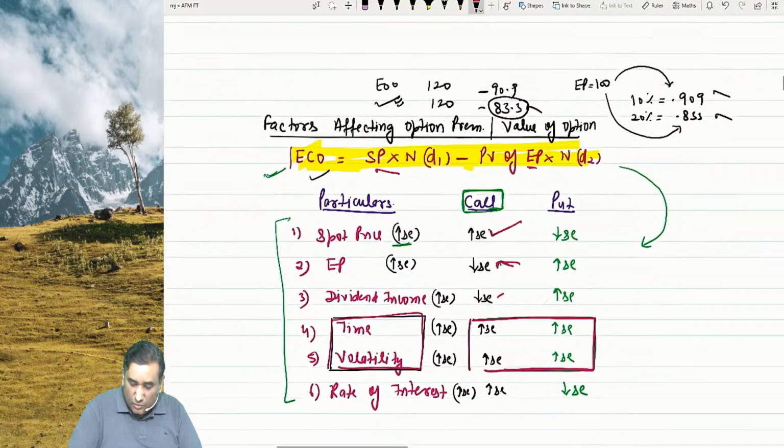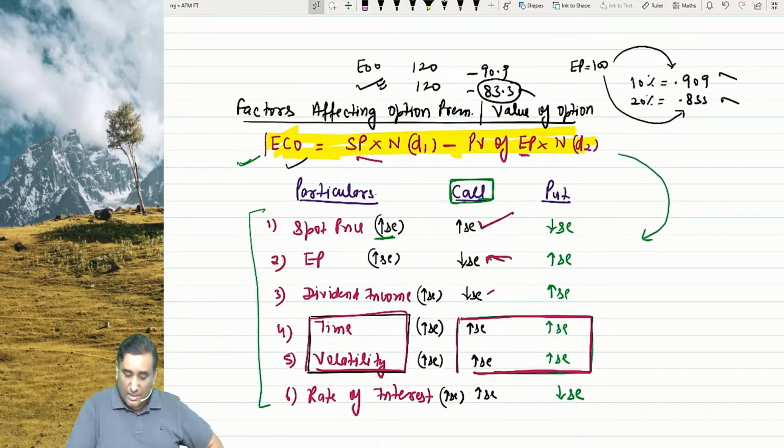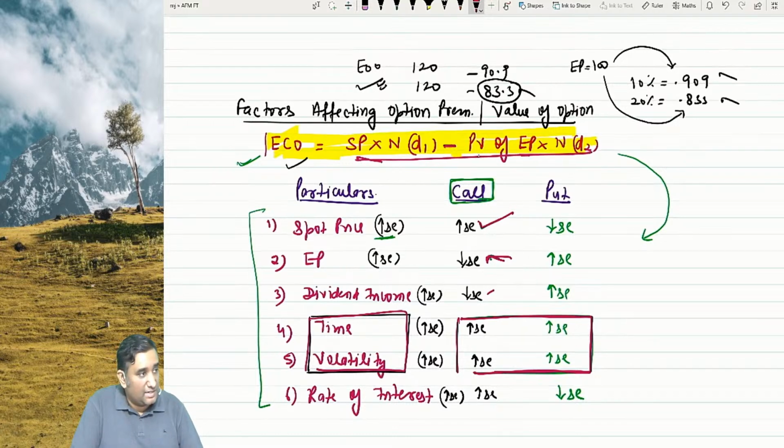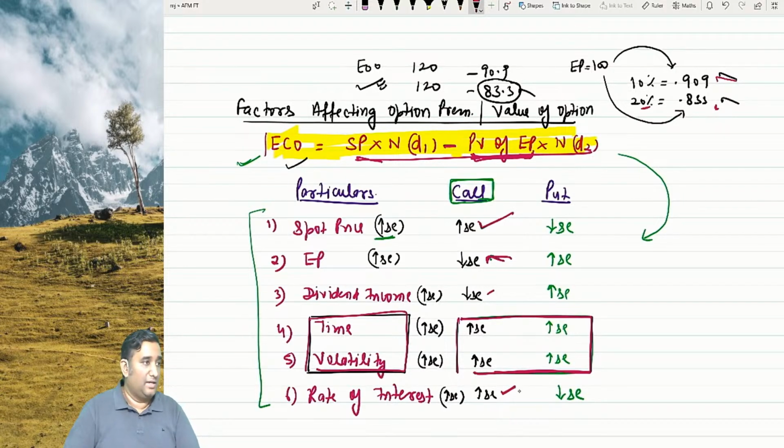Sir, rate of interest. How do you remember it? My way of remembering rate of interest is that in the entire formula it is used after the minus sign, as present value. If I have a 10% rate, leaving aside the CC, 10% rate gives 0.909. If I increase the rate, it becomes 0.833. If the present value factor comes down, automatically the value will come down, na? If this comes down, automatically my call option premium will come down. Now, how to remember put: it is the opposite, opposite.